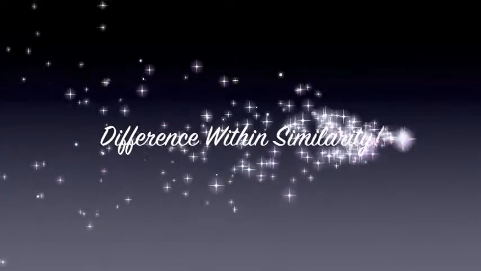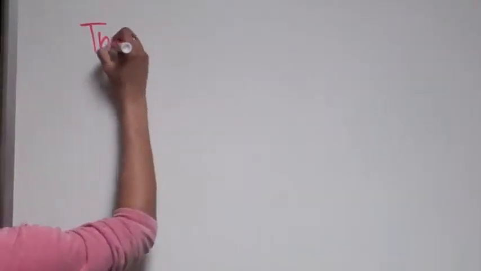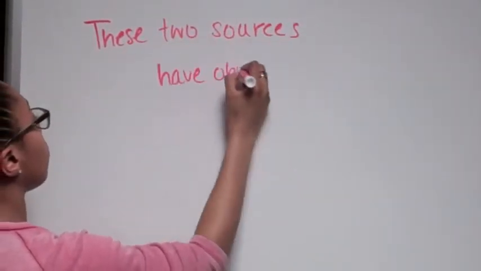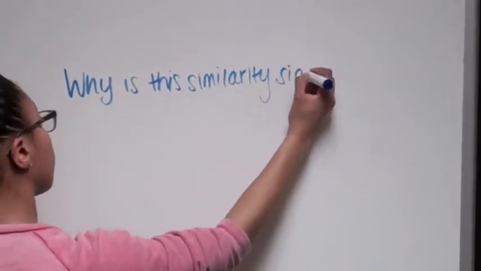This is where finding difference within similarity comes in. We've already completed step 1. We see that these sources have obvious similarities. Now let's move on to step 2. Why is this similarity significant?